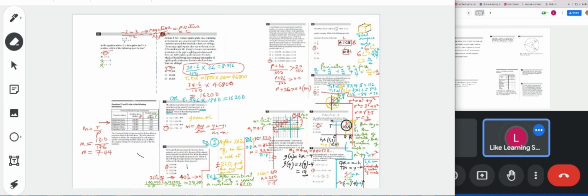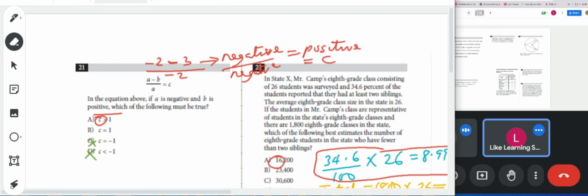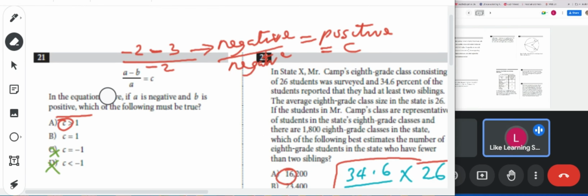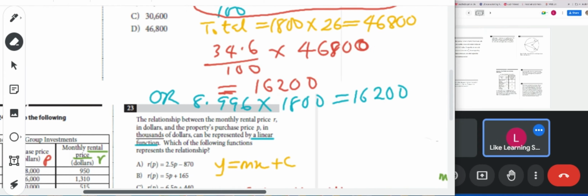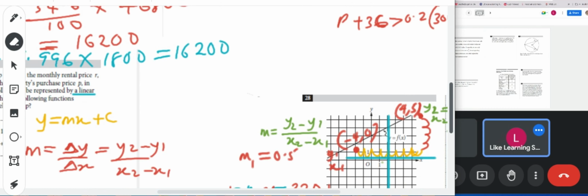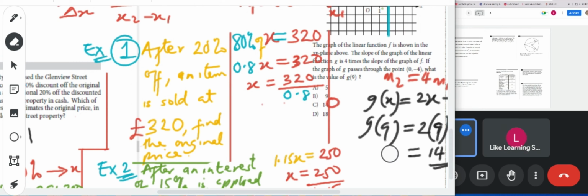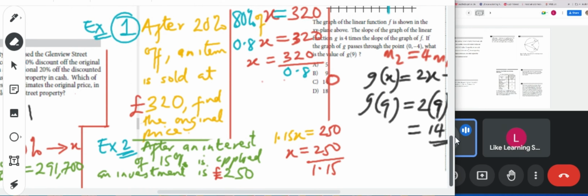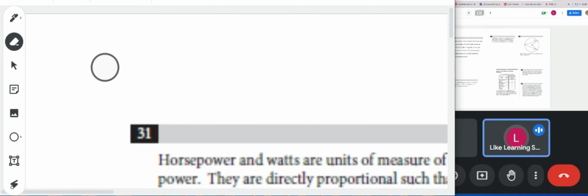Okay, I think on question 31. Question 31 now. Horsepower and watts, that's on the units page, page 4.